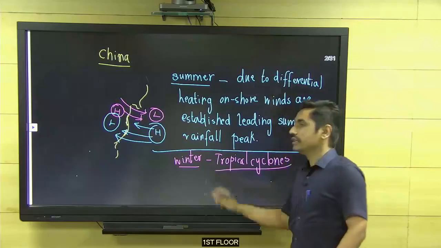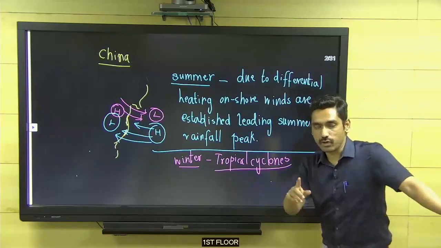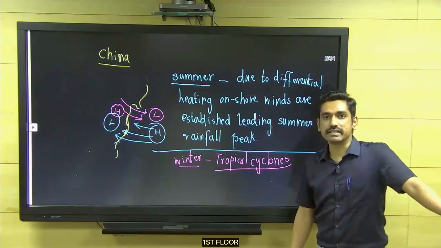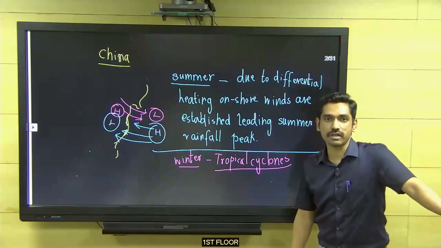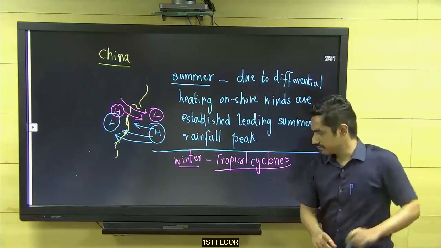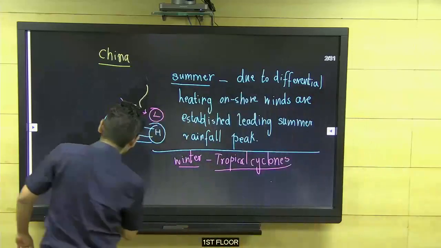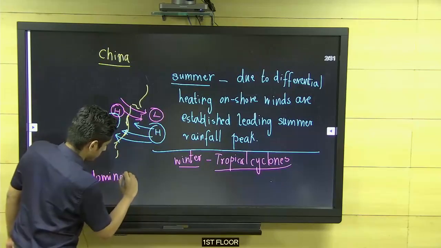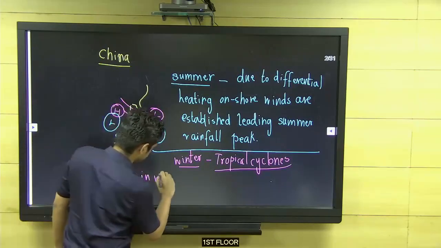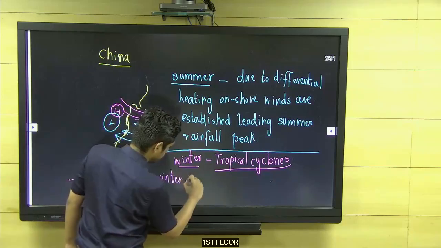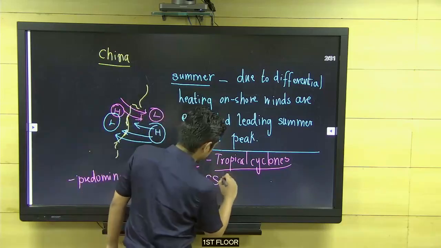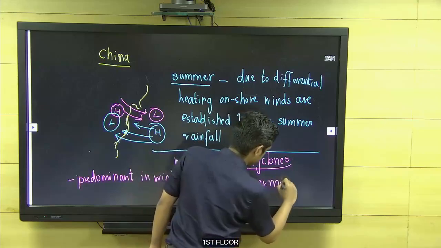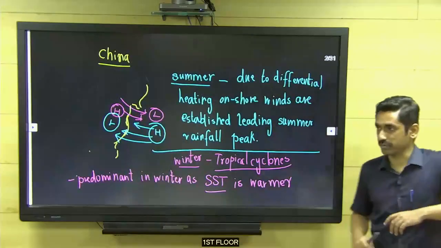So the tropical cyclonic systems, as you all know, are more prominent during winter season, because that is when the sea surface temperatures are quite warmer, and they provide rainfall to China. Okay, so tropical cyclones are predominant in winter, as sea surface temperature is warmer, SST. SST means the sea surface temperature. Is it clear? SST is warmer.